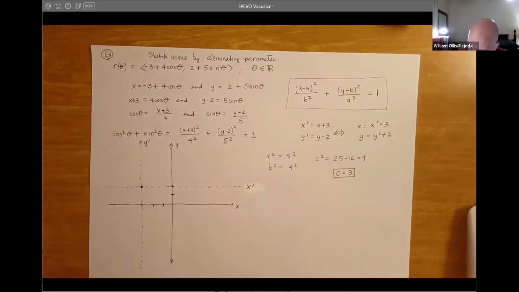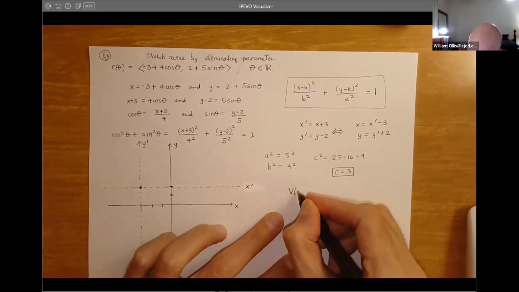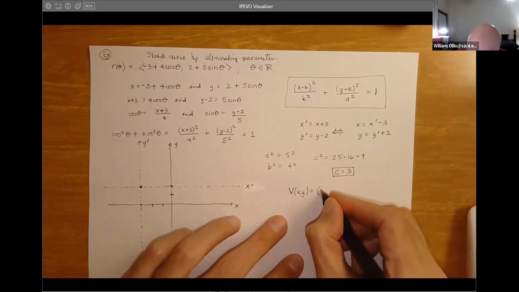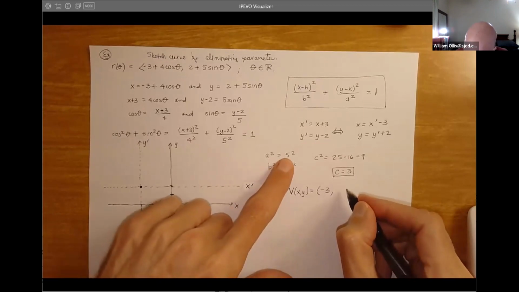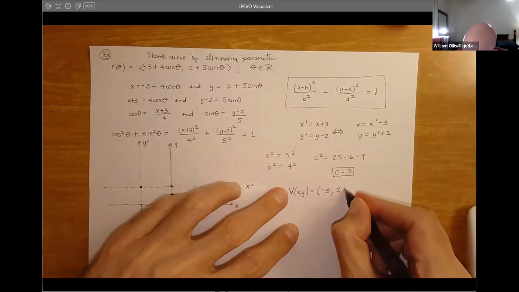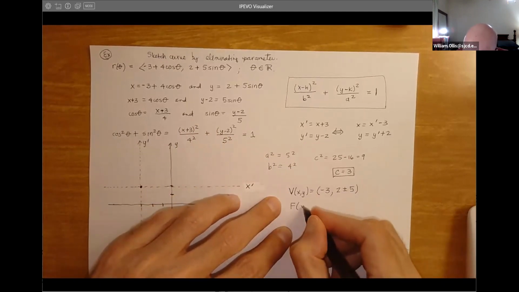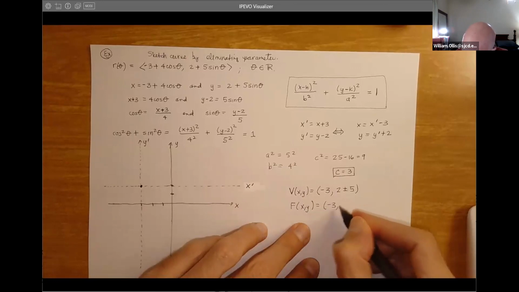So now we're thinking, okay, with the translation equations, we can get the new foci and the new vertices. So the vertex, in this case, xy, will be what? So we've got negative 3, and then we get the plus or minus 5 for the 2, so we have 2 plus or minus 5 using translation equations. And then the focus, so we got the plus or minus 3. So we get negative 3, and then 2 plus or minus 3.